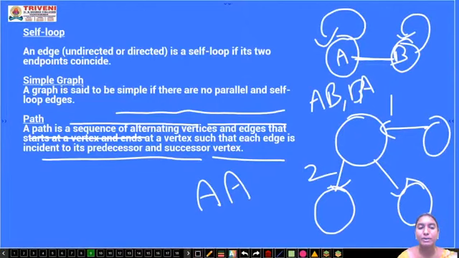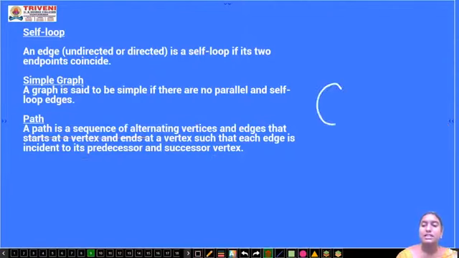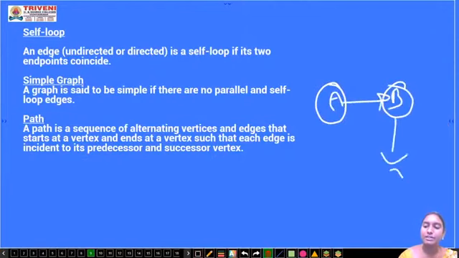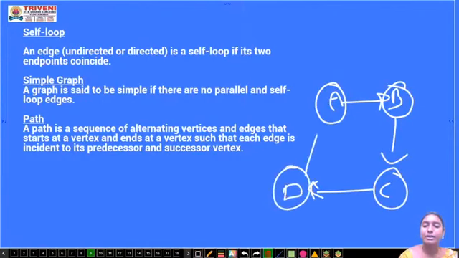A graph is said to be simple if there are no parallel edges and self loops. Self loops or parallel edges: that is nothing but this is a simple graph, that is A to B and B to C and C to D, so it will be connected here. That is, if there are no directions going both ways here and there, what do we call that path? We call it a simple graph, with no parallel or self loop edges.